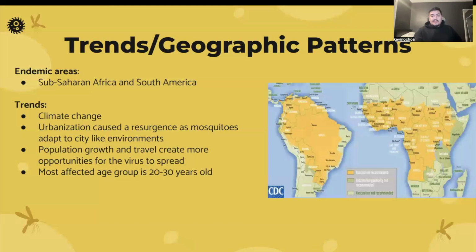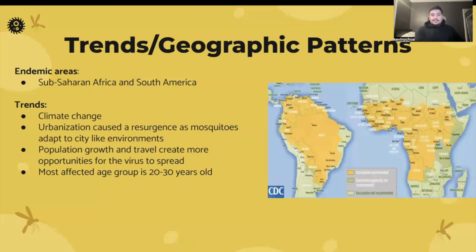Urbanization is a significant factor. As more people move to cities, mosquitoes that previously thrived in rural areas have adapted to urban environments, increasing the risk of outbreaks in densely populated areas. And then population growth and increased global travel are amplifying the spread of the virus. Larger populations provide more opportunities for mosquitoes to transmit the virus, while international travel increases the risk of yellow fever reaching new areas.